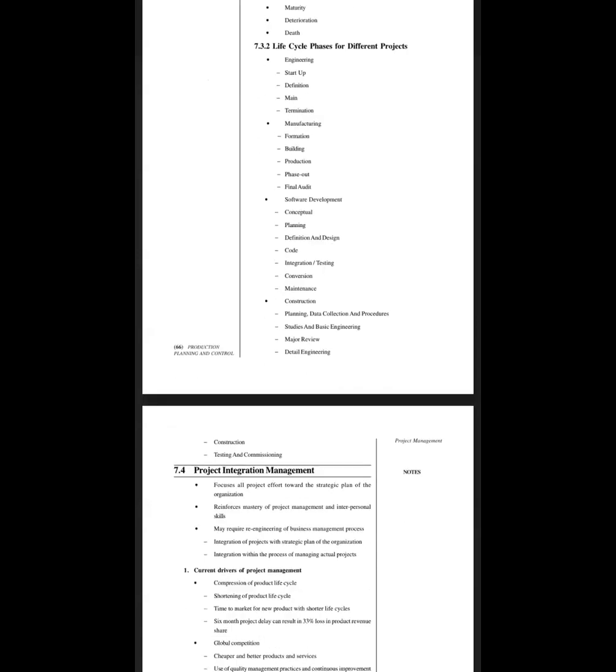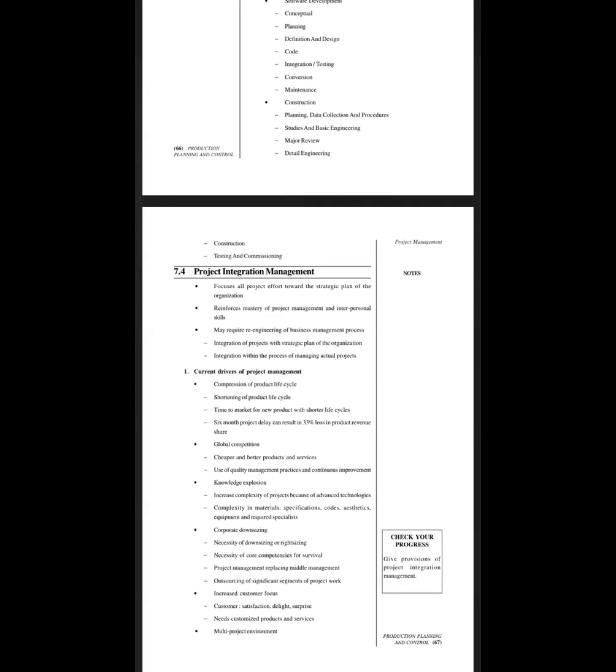Then project integration management focuses all project efforts towards the strategic plan for the organization, reinforcing mastery of project management and interpersonal skills. It may require re-engineering of business management processes, integration of the project with the strategic plan of the organization, and integration within the process of managing the actual project. So this is project integration management.